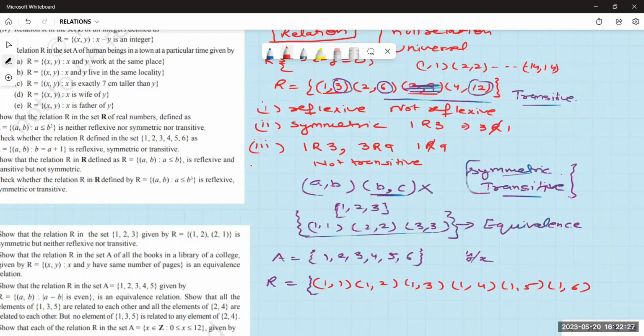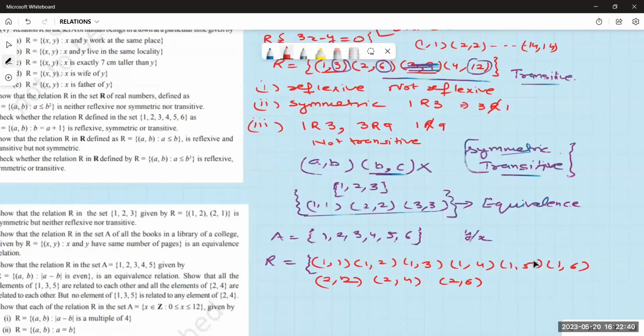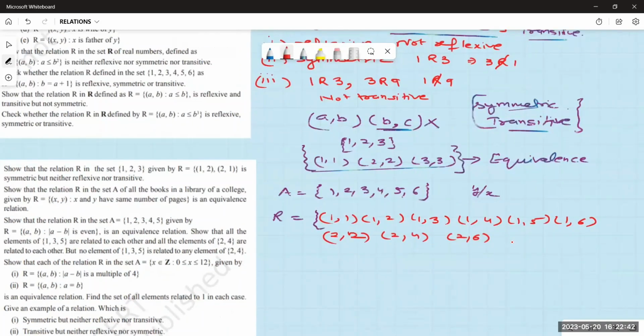So 1 is done. Now check 2. By 2, which numbers are divisible? (2, 2), (2, 4), (2, 6). Then with 3: (3, 3), (3, 6). Then (4, 4), (5, 5), (6, 6). Is any number left which we haven't taken?